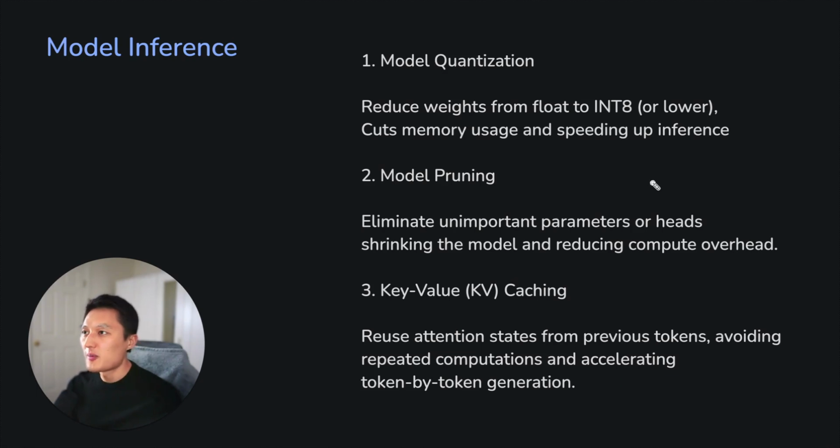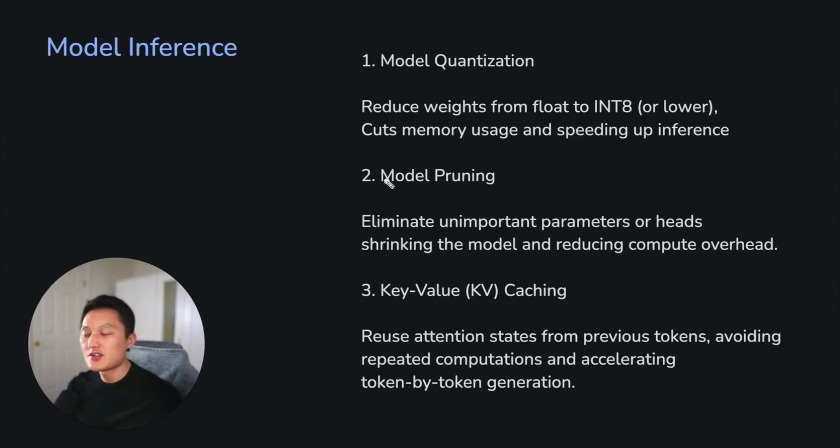So first and foremost, we can do something called model quantization. You can think about it as a way to just compress, instead of having a high precision floating point, which is memory intensive, you can reduce it into a low memory usage, something like integer 8 data type. And this is going to reduce the memory usage, and it's going to speed up the inference.